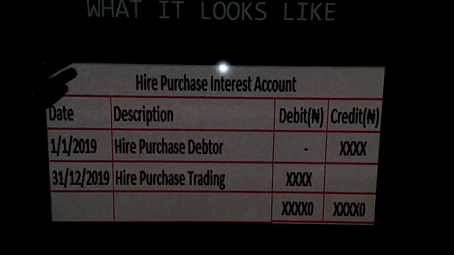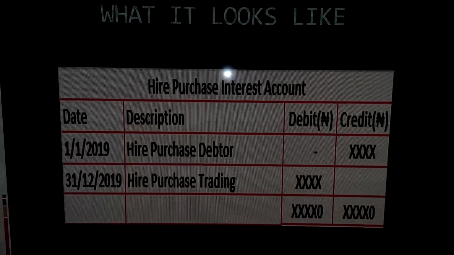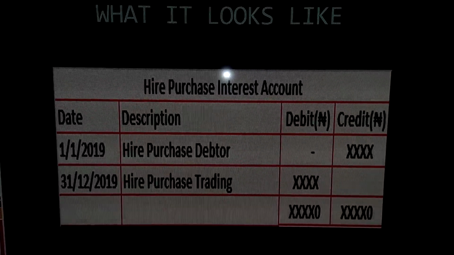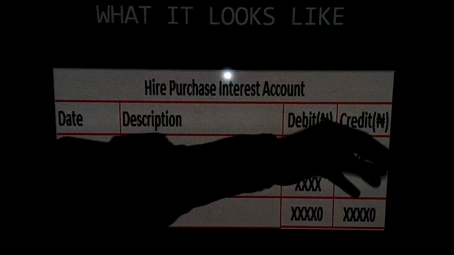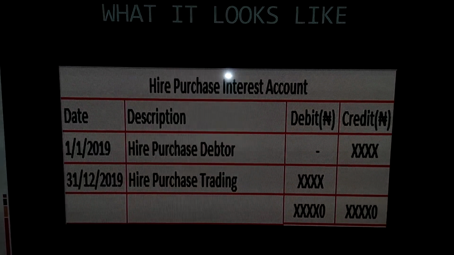You can see that you have the hire purchase debtor. You have debited the hire purchase debtor with the interest on the hire purchase item. So you bring it to the interest account here as an income. Credit. Remember your double entry principle for incomes. You credit. So you credit here and transfer to a trading account.